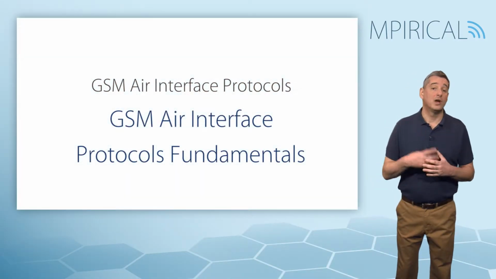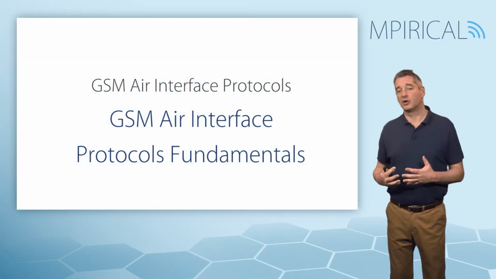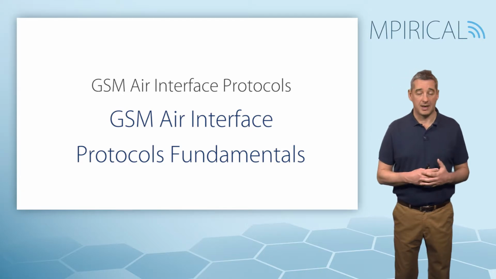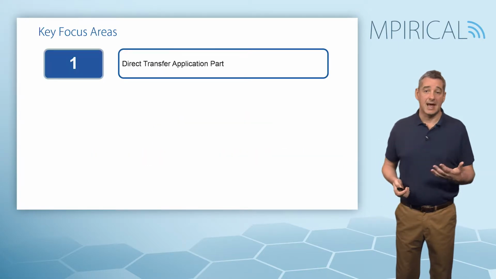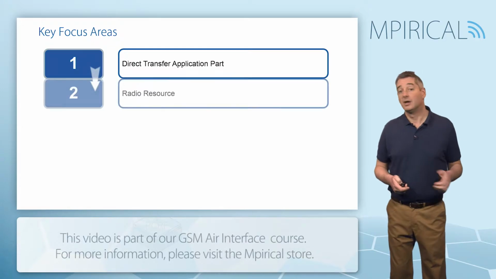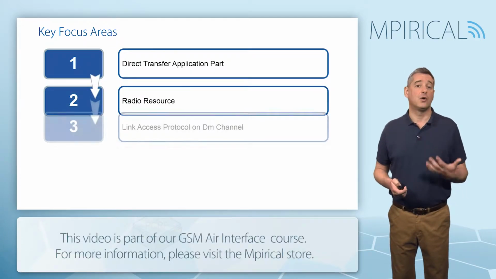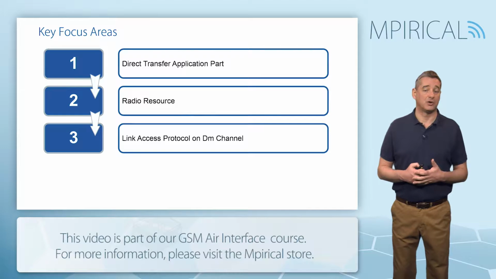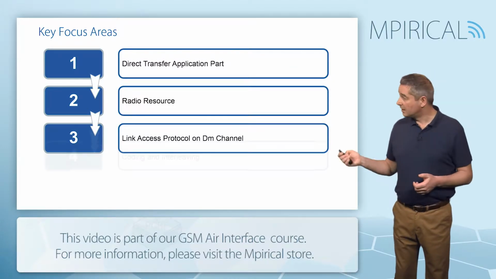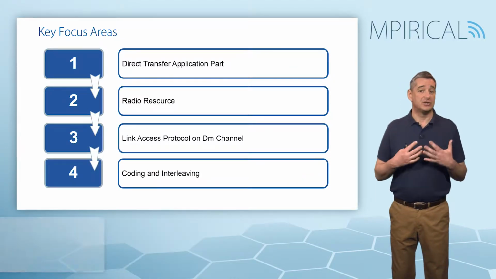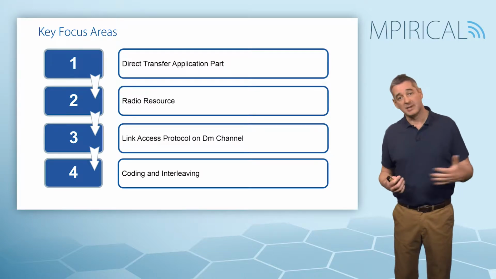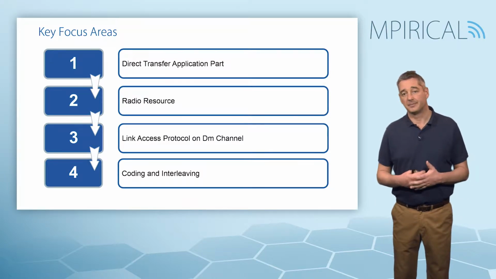In this video, we're going to take a high-level look at the protocols which operate across the GSM Air interface, namely DTAP, the Direct Transfer Application Part, Radio Resource, and also LAPDm, the Link Access Protocol on the Dm channel. Finally, we'll see how this information is coded and interleaved as it's transmitted across the GSM Air interface.